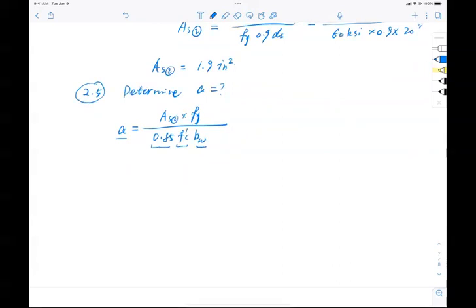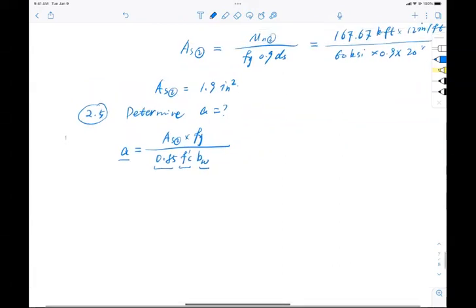So be careful, folks. Don't forget, we are dealing with the web right here, so you're going to use the bw. So that is the bw. Now, the rest of it is easy.